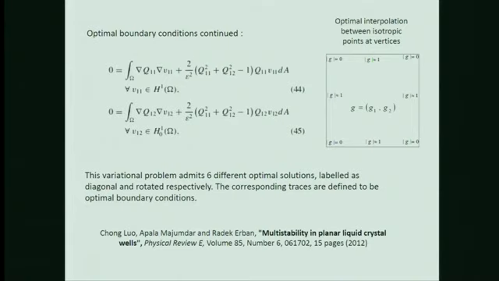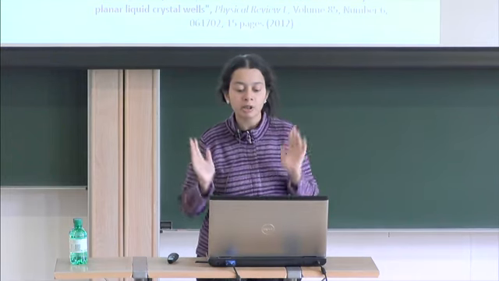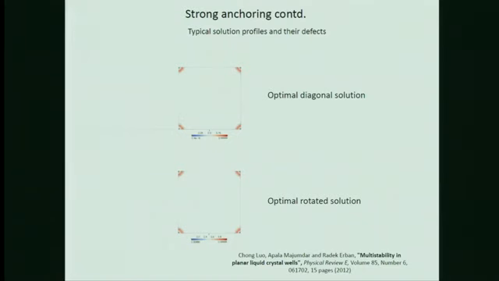And then you can just extract their boundary values. You define their traces to be the optimal boundary conditions. So for every fixed epsilon positive, we have 6 optimal boundary conditions, or what we call optimal boundary conditions. And this, I think, is a nice concept, although this may need to be further refined, because in some sense, this does prescribe the optimal interpolation between the 4 defects at the 4 edges. And here I have some typical solution profiles. This is the optimal diagonal and the optimal rotated solution. And as you can see, you do have the 4 defects at the corners, which is exactly what you would expect for a strong anchoring problem.